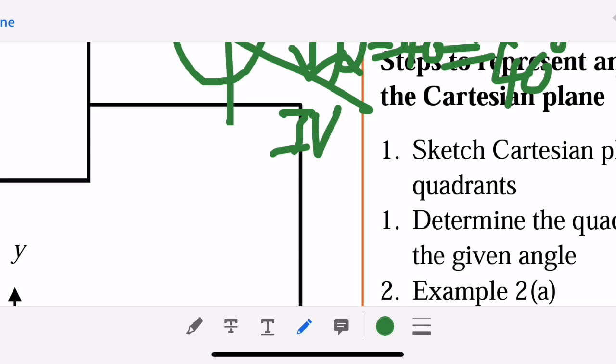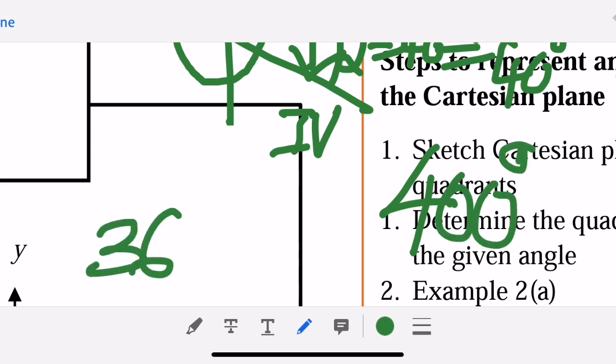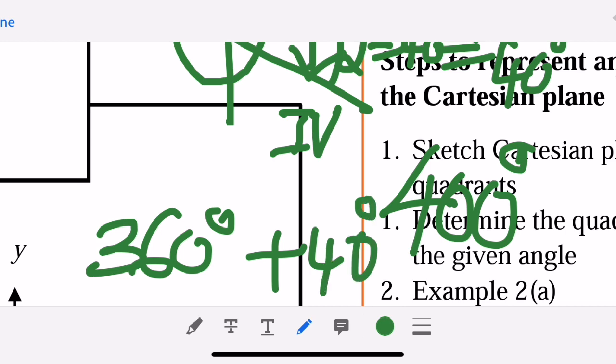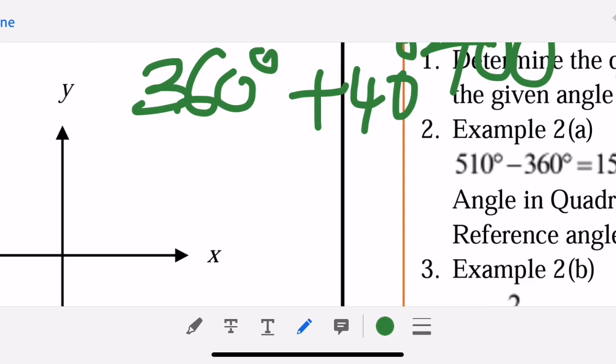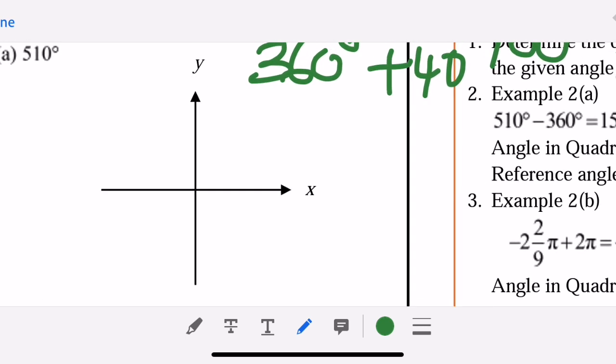Okay, negative 2/9 pi. You will get an answer which is equivalent to how many degrees? You can convert to degrees first. 2/9 pi is 20/9 times 180 degrees, so you get 400. It means that one cycle is 360 degrees plus another 40. But this is negative, so negative 400. So you need to sketch against the direction.